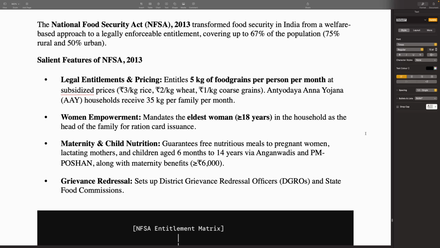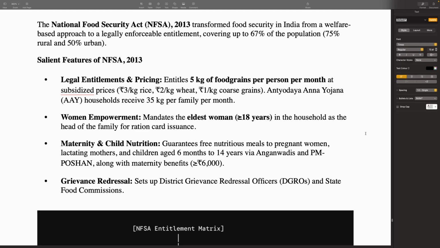Salient features of NFSA 2013. Legal entitlements and pricing. Entitles 5 kg of food grains per person per month at subsidized prices. Rupees 3 per kg rice, 2 per kg wheat. You can go through this. These data changes actually. Antyodaya Anna Yojana households receive 35 kg per family per month.